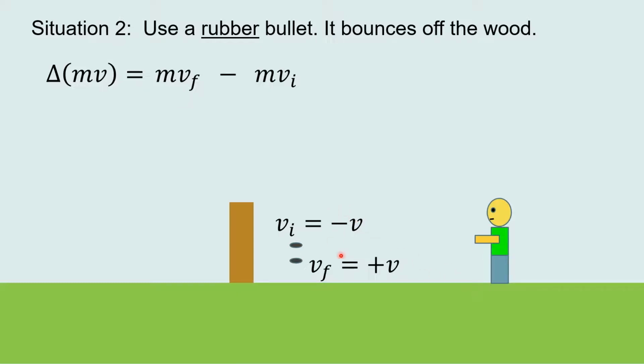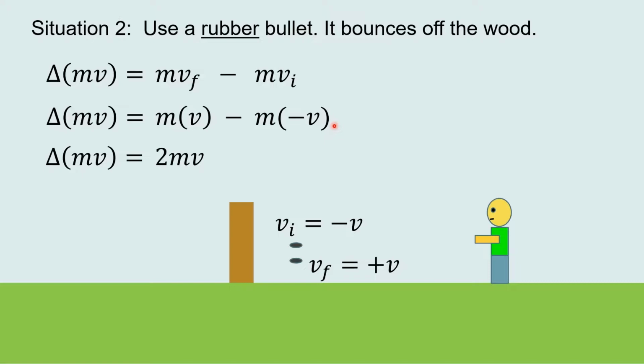Okay, if I take these values and plug them in up here, I get this. Remember, in the last situation, this was 0. Now it's changed. And notice that I have a negative velocity and I'm subtracting that quantity. So this negative sign and that negative sign are going to cancel each other out, and I'm going to end up adding those together. So I get 2mv.